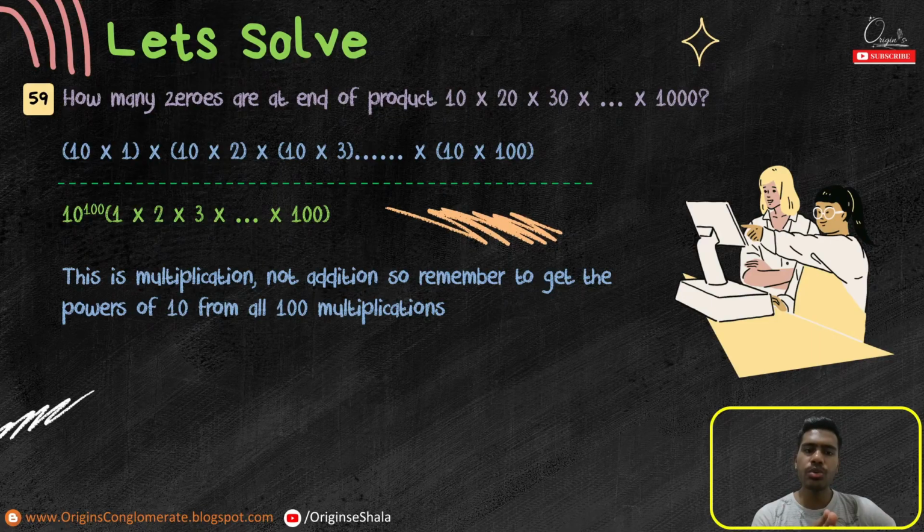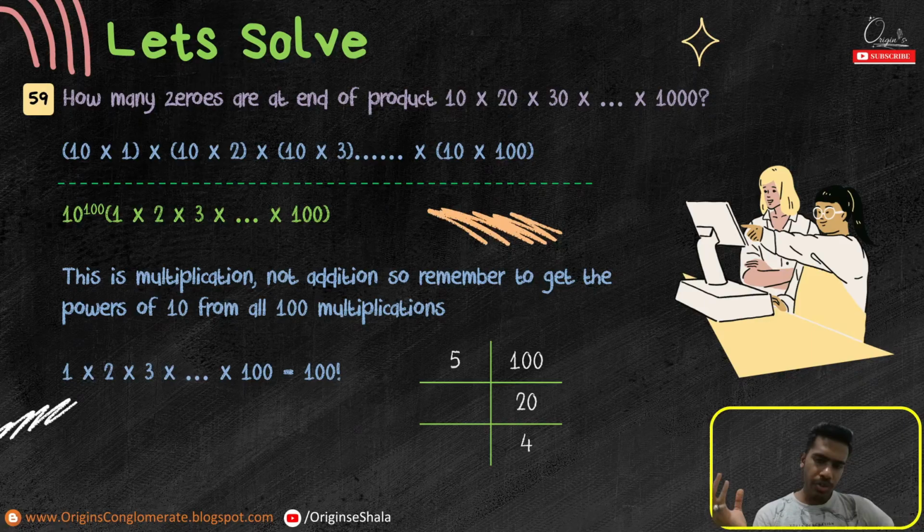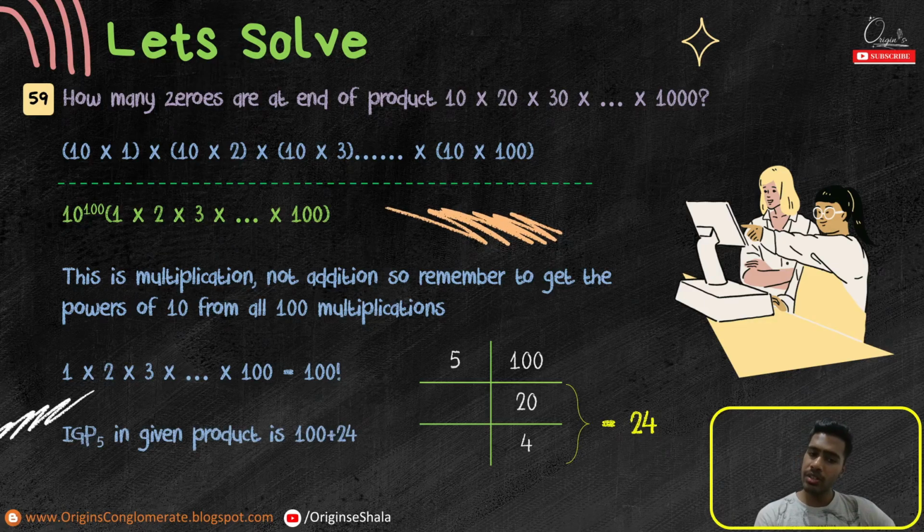Now all you need to do is find the power of 10 in 100 factorial and add it to what we already have. Quite simple, right? So 100 factorial, our usual stuff, just find the IGP of 5 in that. You will be left with 24, and you already have 100. So 100 plus 24 will give you 124. So this product will have 124 zeros at the end. Again, a prime example where even a calculator might not be able to help.